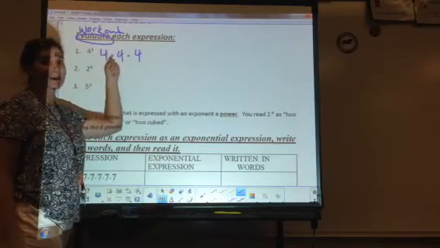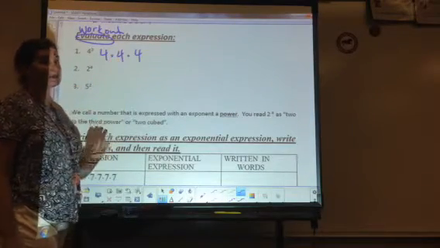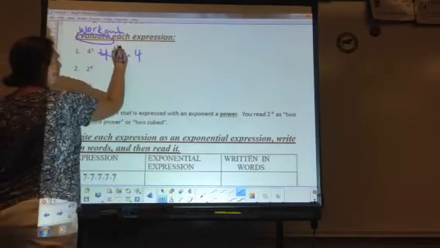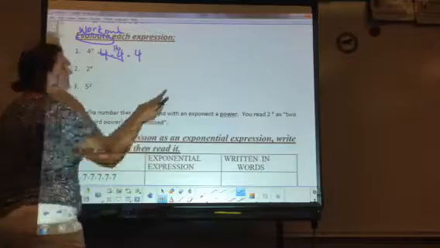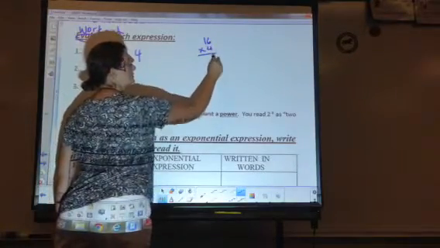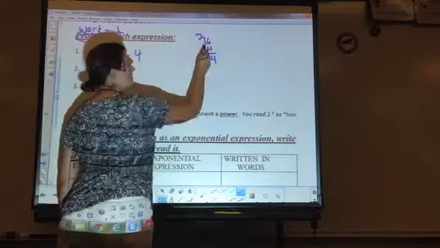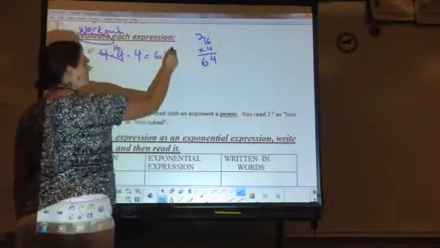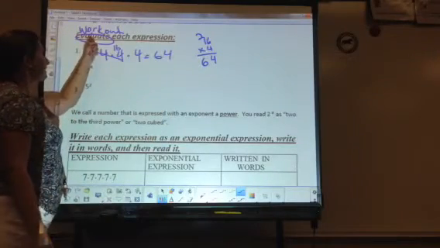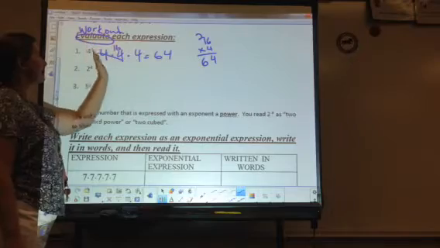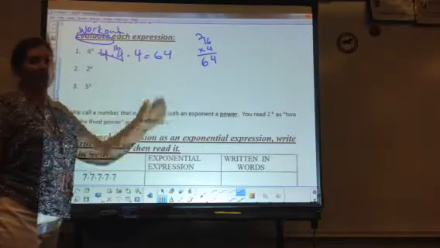Notice I use dots, not x's for times. Stop using x's if you can. 4 times 4 is 16. 16 times 4. I'm going to work it out over here. 6 times 4 is 24. Carry the 2. 1 times 4 is 4, plus 2 is 6. So that equals 64. Evaluating doesn't just mean write 4 times 4 times 4. Evaluating means you have to keep going and work it out.